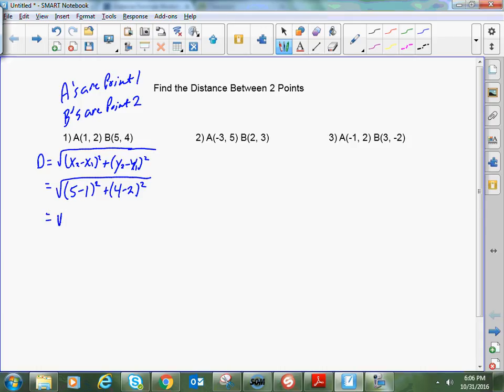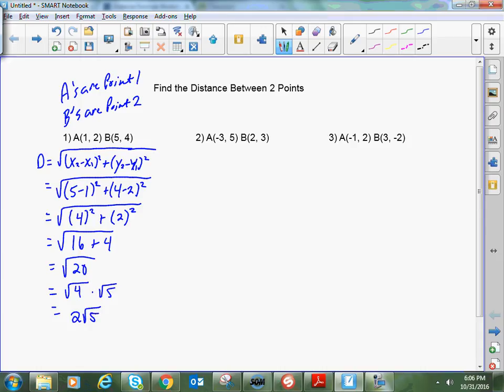Now, doing your order of operations, you combine your like terms inside of the parentheses. So 5 minus 1 is going to give me 4. And in the other parentheses, 4 minus 2 is going to give me 2. And now we can square those. And I'll get 16. Oops, I forgot to square it here. Plus 4, which gives me the square root of 20. Now, that can be simplified with 2 factors, the square root of 4 and the square root of 5, which would simplify to be 2 radical 5 as an exact answer.